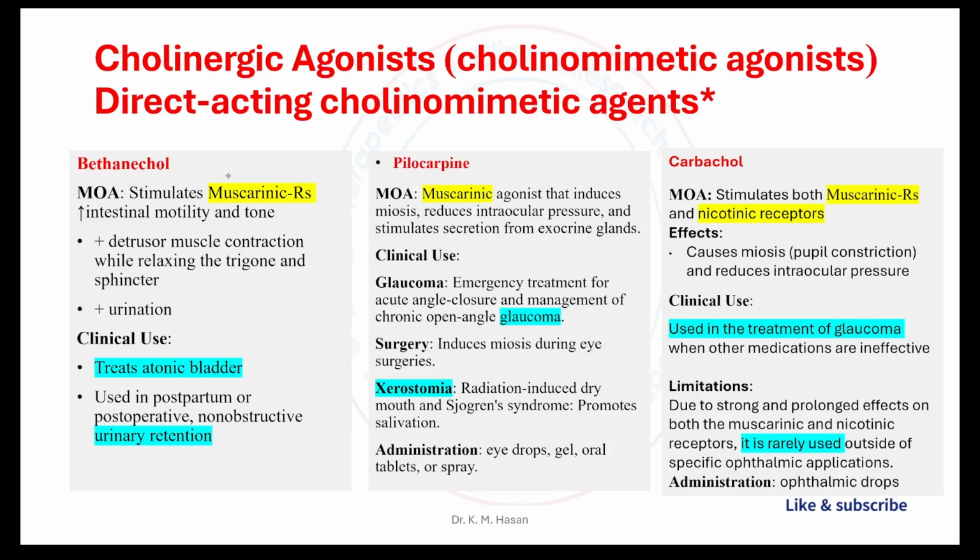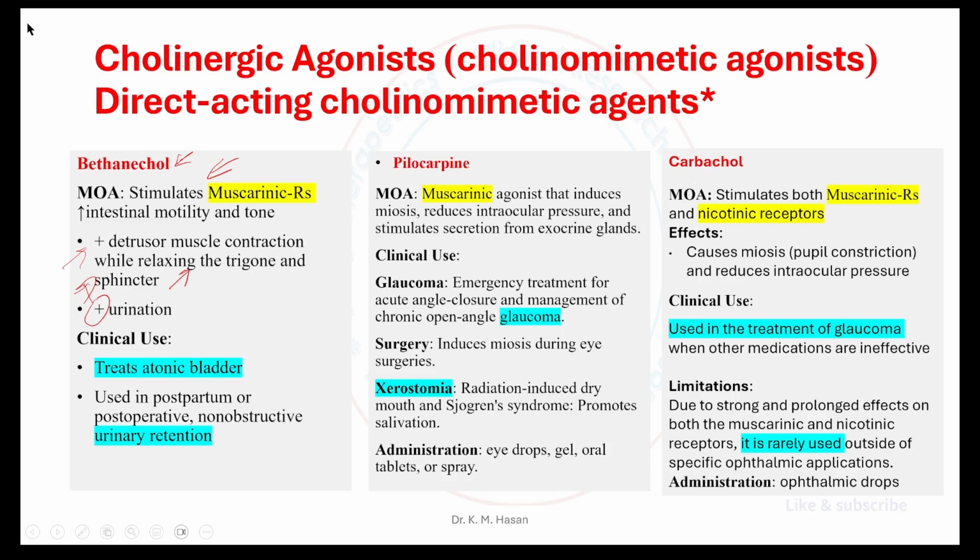Bethanechol mainly stimulates the muscarinic receptor. This leads to contraction of the detrusor muscle, which is the longitudinal muscle of the bladder, and relaxation of the trigone and the sphincter. This leads to the expulsion of urine and enhances urination.